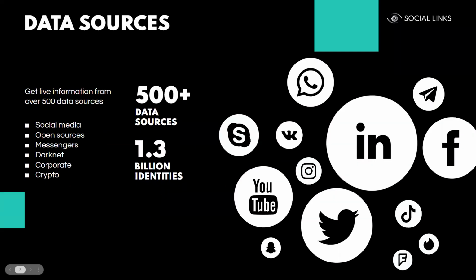In terms of the data sources that we have, we're using more than 500 different ones at the moment. Those include social media, some of the most popular messengers, dark web, more specifically the Tor network, corporate registries such as OpenCorporates, Companies House, and offshore leaks, and a number of cryptocurrency blockchains.